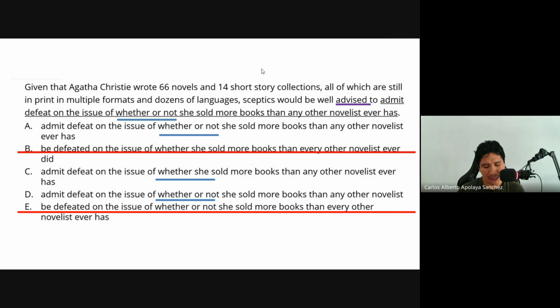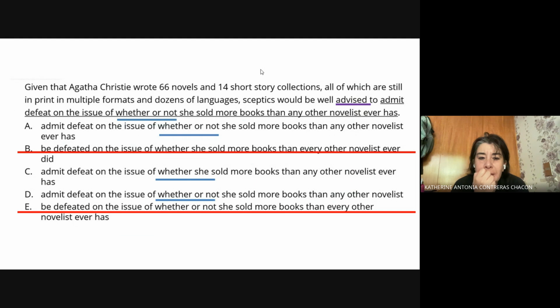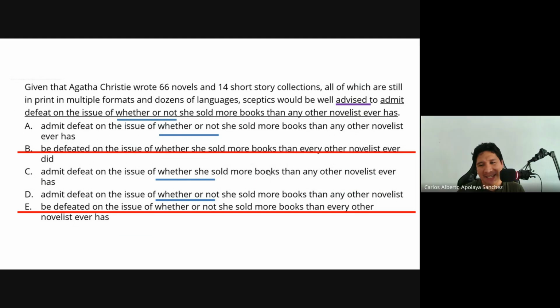What does it mean? Whether or not: it doesn't matter if it rains or not, I will go anyway. It doesn't matter. So you say something like that: "We will go to the game whether or not it rains." "I will go to the party whether or not you want."